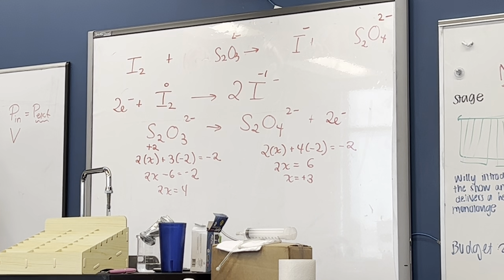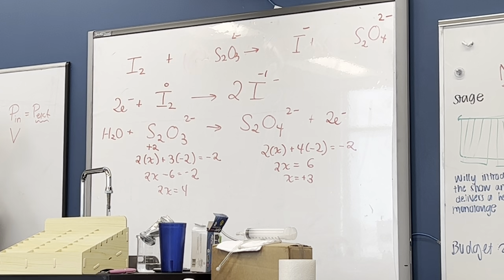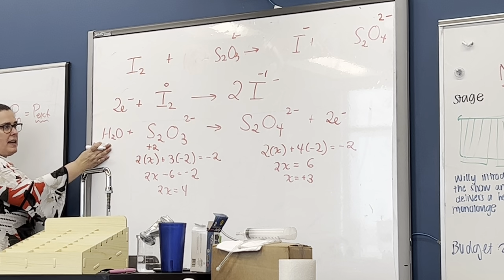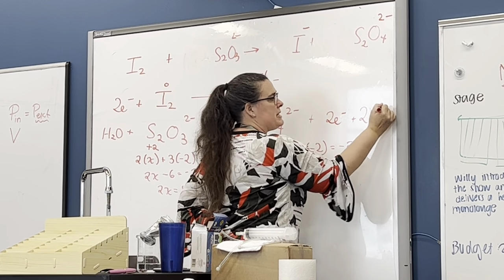I'm going to balance the oxygens with water. On the left-hand side, I have 3. On the right-hand side, I have 4. So I'm going to add the water. Now I'm going to balance hydrogens with H+. On the left-hand side, I have 2. On the right-hand side, I have none. So I'm going to add 2 H+.